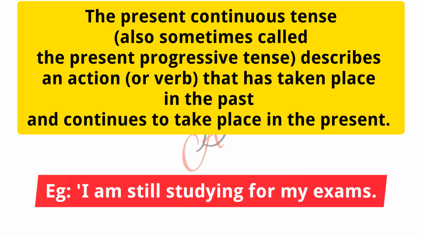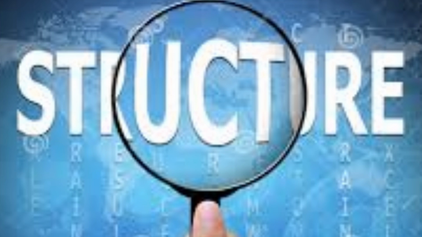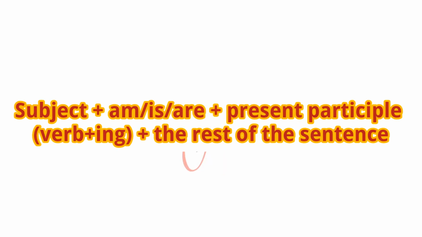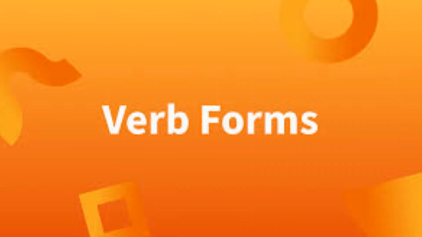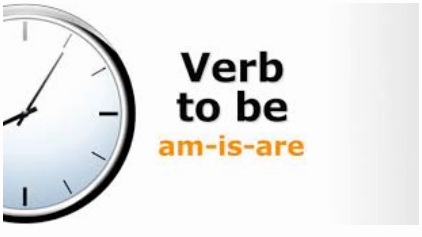So let's move to the structure of the present continuous tense. There's definitely just one formula to master the present continuous tense, and that is subject plus am, is, are plus present participle, that is verb 1 plus ing plus rest of the sentence. Let me simplify the structure of the present continuous tense. Guys, in present continuous tense, we mainly use the be forms, and in be forms, we mainly use three forms, that is am, is, and are. I repeat, am, is, and are.